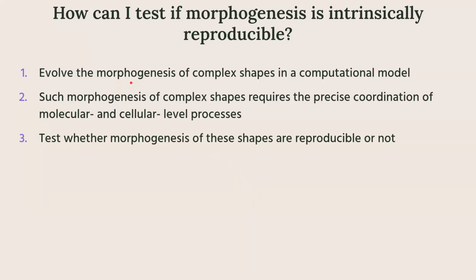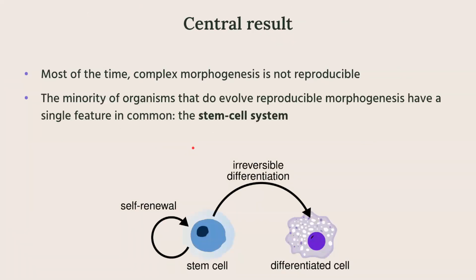What I did in a computational model is evolve the morphogenesis of complex shapes. And by evolving the morphogenesis of complex shapes, it's naturally going to require the precise coordination of those molecular and cellular level processes that I mentioned before. And then with the morphogenesis of those complex shapes, I can test whether they are reproducible or not. And I'll spoil you now, the central result is that most of the time, complex morphogenesis is not reproducible.